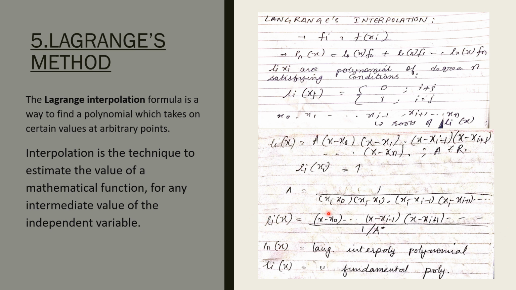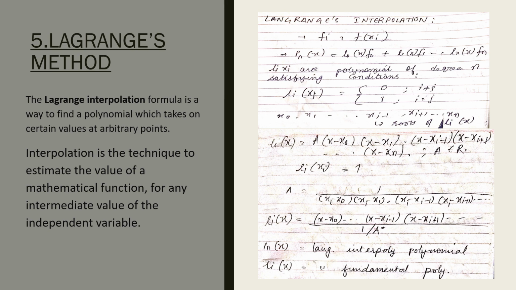The a value can be substituted with this value, and particularly for L0(x) you can calculate for x0, and for x1 simultaneously, and you will get the required polynomial by adding all the things individually. So, Pn(x) is called the Lagrange interpolation polynomial. Similarly, Li(x) is a fundamental polynomial. So it's easy. Just remember these steps and this polynomial function, and you can easily get the required approximated polynomial.